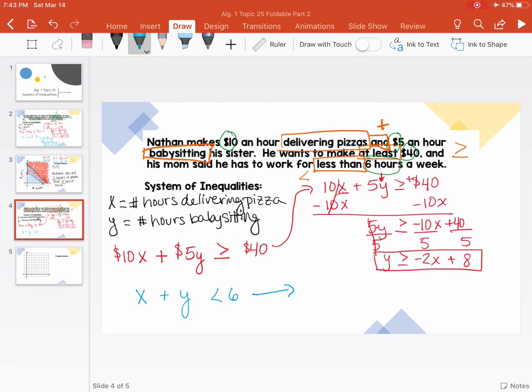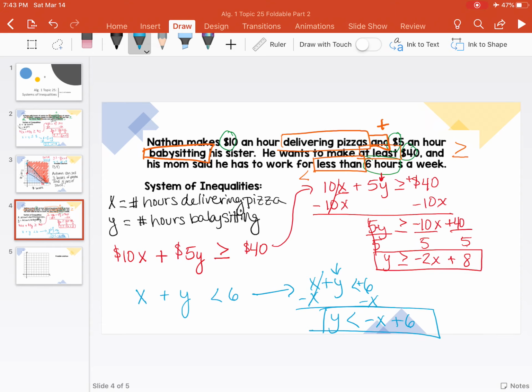Now our second inequality, thank goodness, it's a little bit shorter. So we just have x plus y is less than 6. In order to get our y alone, we're going to subtract x from both sides, and get y is less than negative x plus 6, because we know again that this is a positive 6. And here is our second inequality. Beautiful.